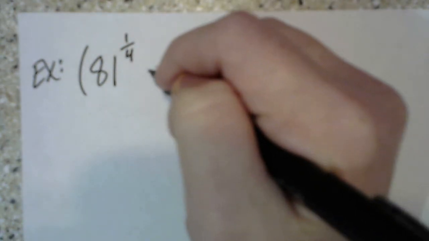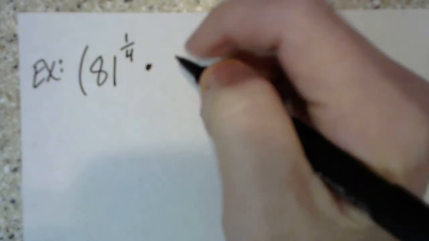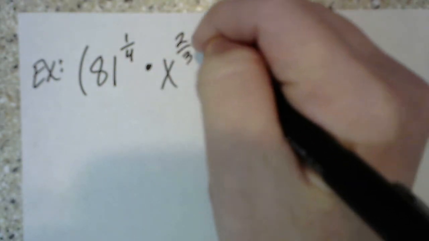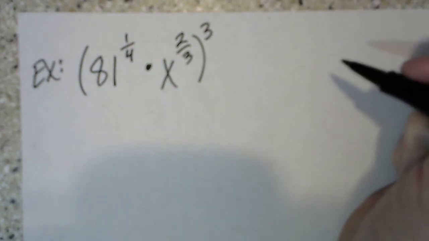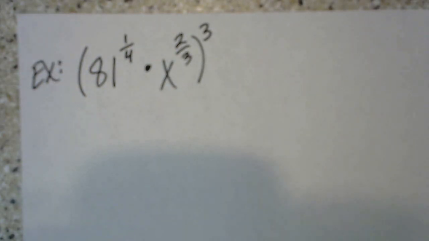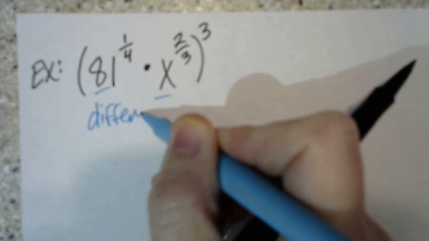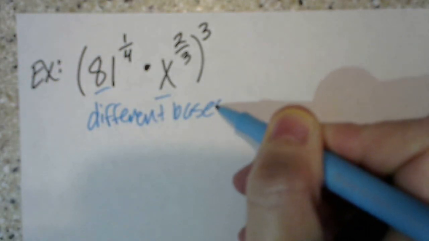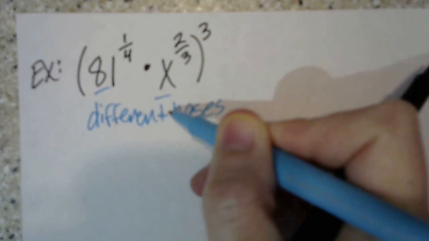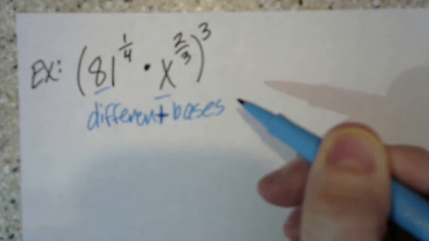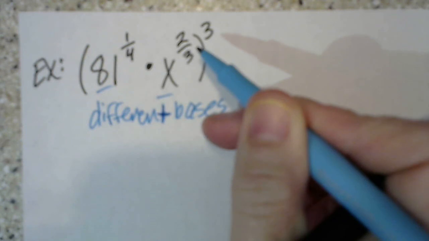81 to the 1/4 power times x to the 2/3 power, all of that to the 3rd power. Well, this is a little different. I don't have choices as to where I can start on this problem because I don't have the same base on the inside. Different bases. So since I have different bases, I can't add those exponents.